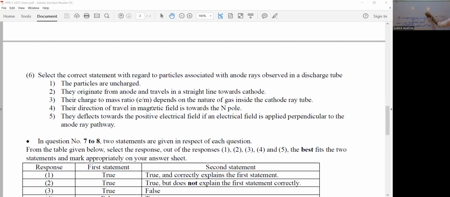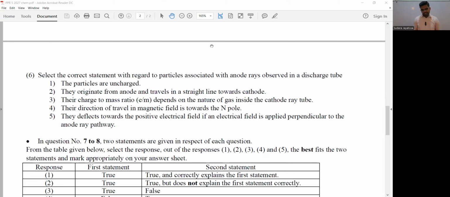Okay, E over M means charge over mass. So if some particle or gas, positive ion or anode ray, has a lesser mass, then it must have a greater E over M ratio. Okay, very good. Hydrogen. So many of you have given the answer. Really good. Yeah, that's correct. So that is our answer.